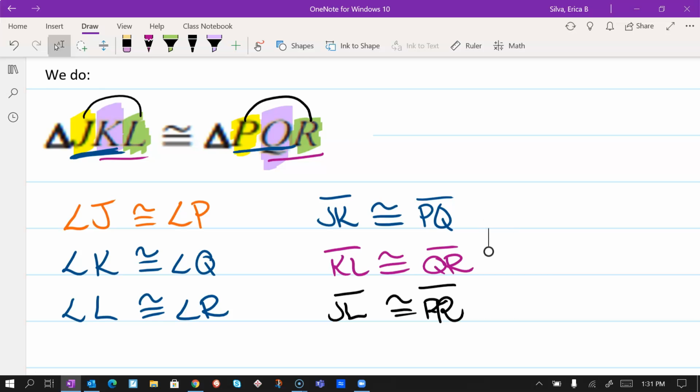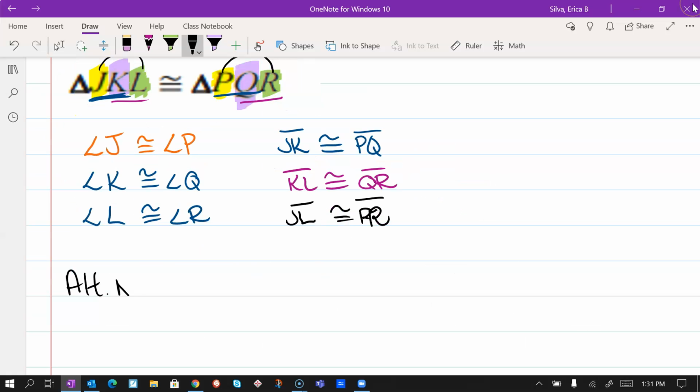Now, if I were to do an alternate name for this triangle, let's say I name it triangle KLJ. What would triangle KLJ be congruent to?